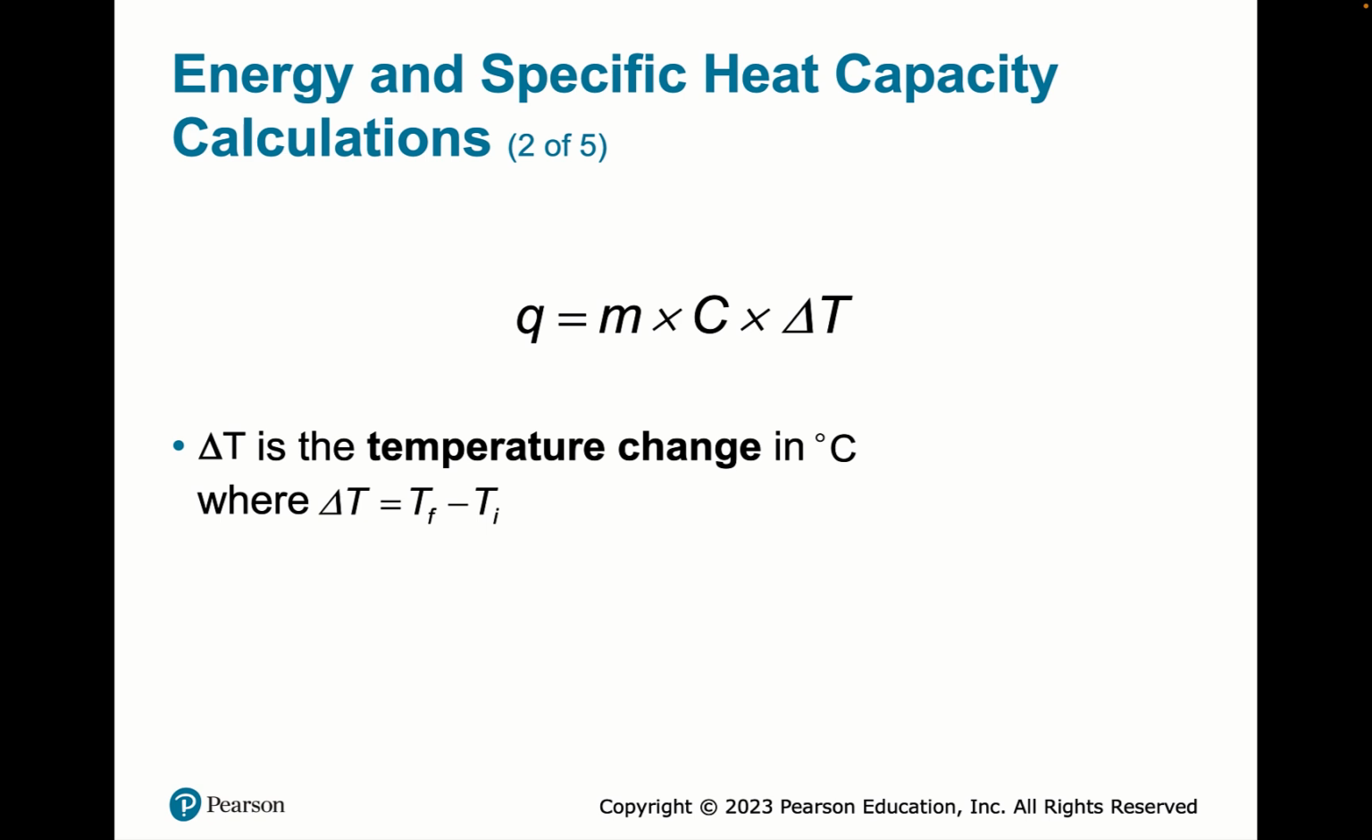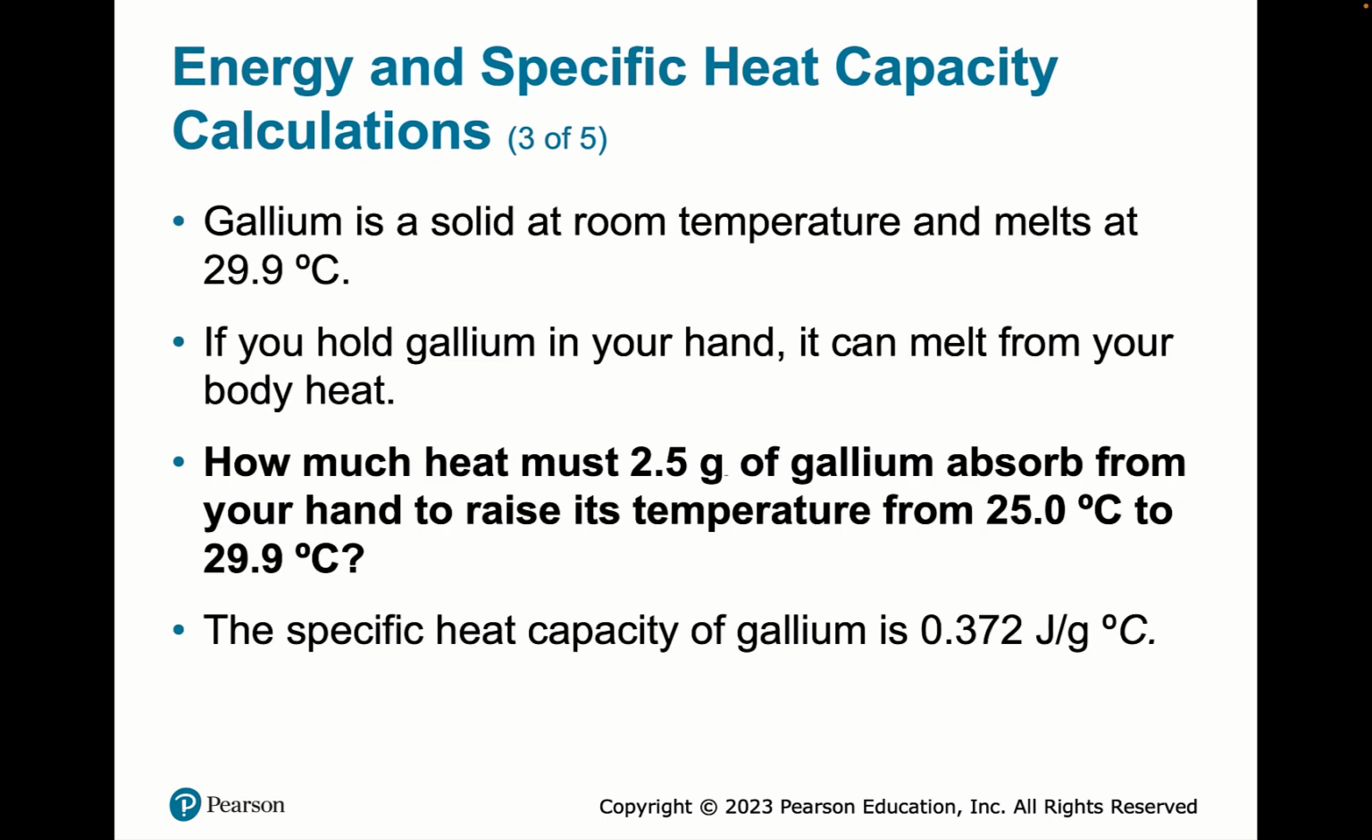So here's the equation. Q, heat, is mass times specific heat capacity times change in temperature. And let's apply this equation to this problem. Gallium is a solid at room temperature. It melts at 29.9 degrees Celsius, and if you hold gallium in your hand, it will melt. So how much heat must 2.5 grams of gallium absorb from your hand to raise the temperature from 25 to 29.9 degrees Celsius? And there is the specific heat capacity of gallium.